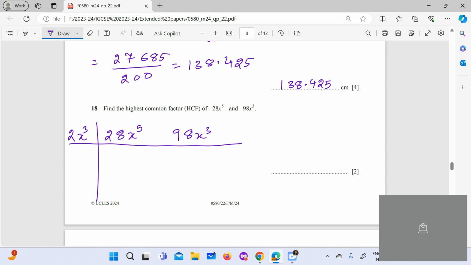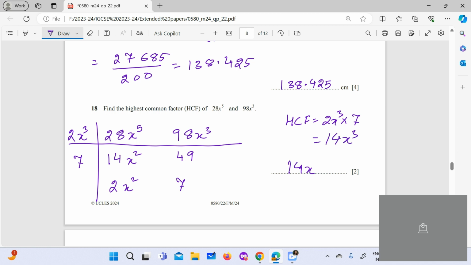So what is left here now, this will become 14, and here 2 is left, and here you are left with 49. Now again in these two we have 7 as the common factor. So 7 2s is 14 and x squared is still there, and 7 7s is 49. Now we don't have anything as a common factor, so HCF will be 2x cubed times 7, that will be 14x cubed. So I can write it like this, 14x cubed.